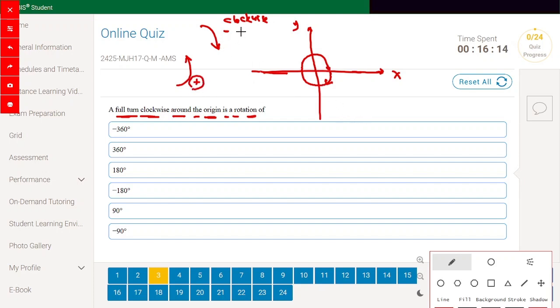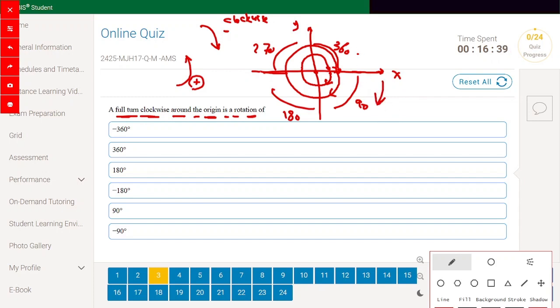So here it is saying a full turn around the origin, so this will be the full cycle. This full cycle, this is 90, 180, 270, and to return back, it will be 360. Because it's clockwise, it will be negative. So the answer here will be minus 360. Okay.